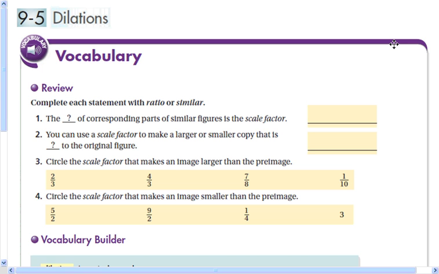Hey students, this is lesson 9.5, dilations. We're going to learn how to understand dilation images of figures. You can go ahead and do this review and check back with your answers.